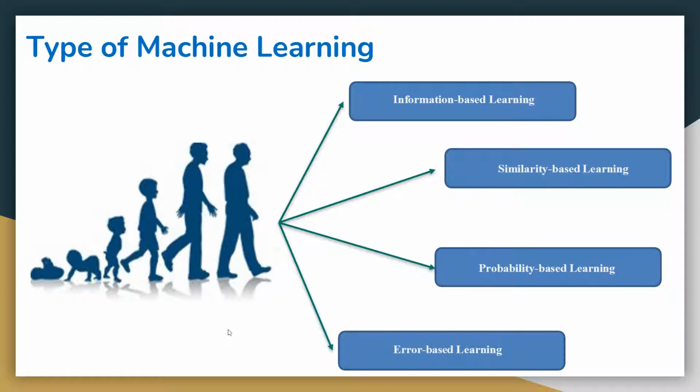error. So we want to build systems that mimic the way we make decisions. We want to build systems that learn or help to make decisions based on information, similarity, probability, or error. In terms of information-based decision making or learning, we are going to talk about decision tree. So this is the algorithm we are going to learn today.